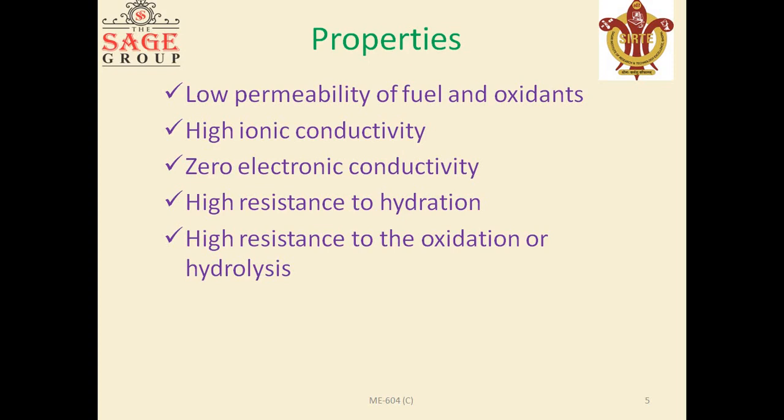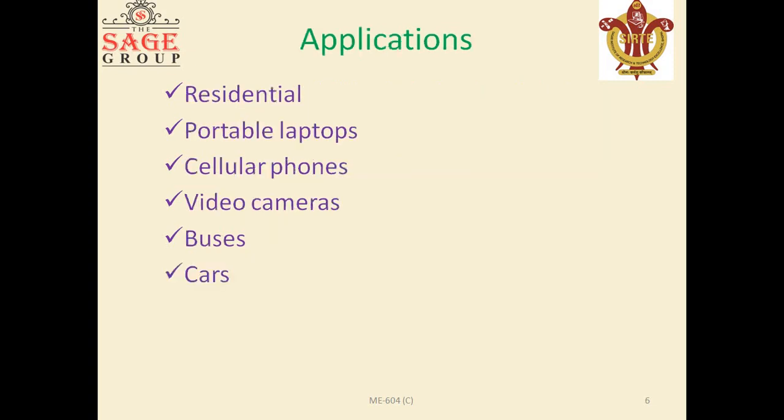And there are some applications also, because we want to know which type of cell is used where, and what the applications of this cell are. The applications of this cell are in residential use, portable laptops, cellular phones, video cameras, buses, cars, and railway locomotives, etc. So these are the applications of this type of fuel cell, that is PEMFC, the polymer electrolyte membrane fuel cell.